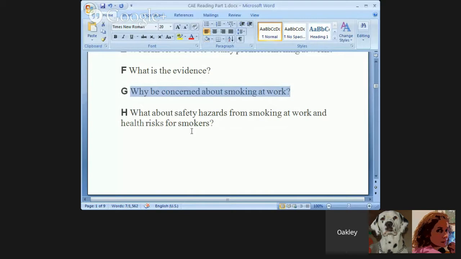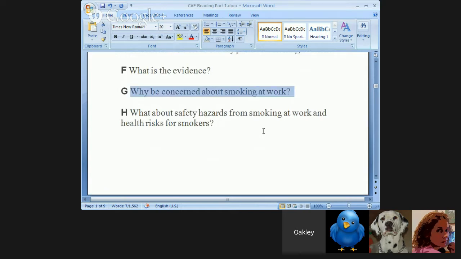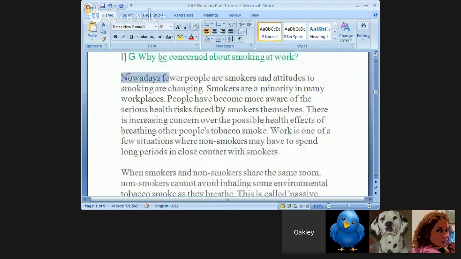Right. So if they do that, you can quickly eliminate G here. And by the way, in all of these reading tests, the more answers you can eliminate, and I mean actually physically eliminate, take your pencil or writing utensil and physically cross them out so you can't see them anymore. For some reason, this very act in and of itself makes it a lot easier to find answers. The less things you're looking at, the less your brain has to do and can focus a little better. So they give an example. Why be concerned about smoking at work for the first paragraph?